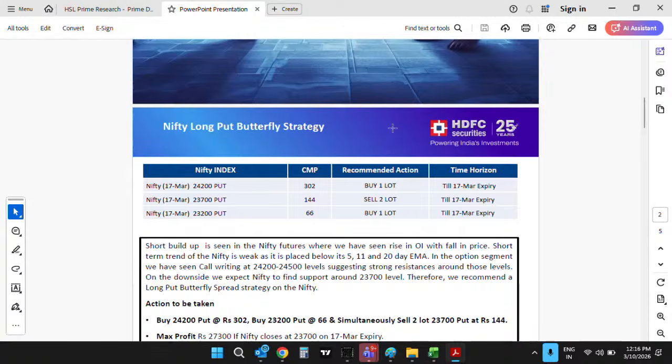In the option segment, yesterday we witnessed call writing at the 24,200 to 24,500 levels, so this band is likely to act as resistance. Just to add more, the FIs are selling. FIs were aggressive sellers in both cash and derivatives. Considering all these things, we are recommending this Nifty long put butterfly strategy for the next week.